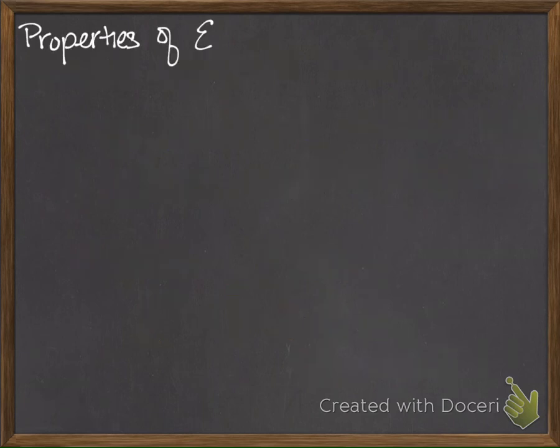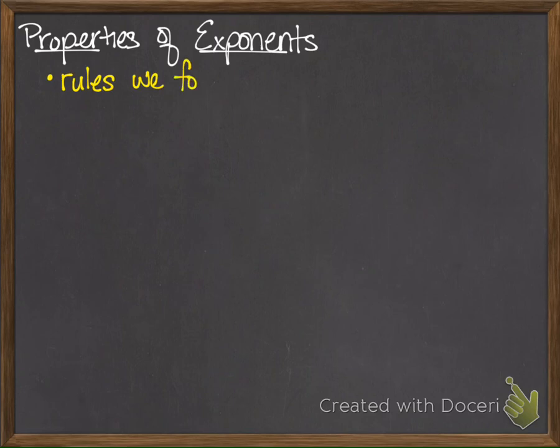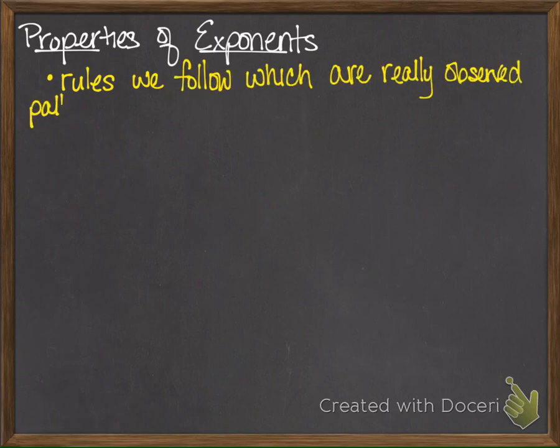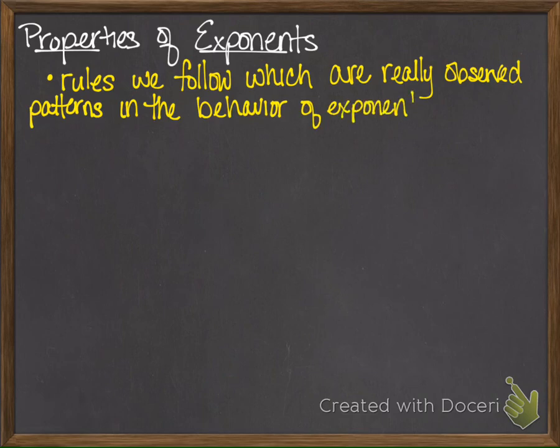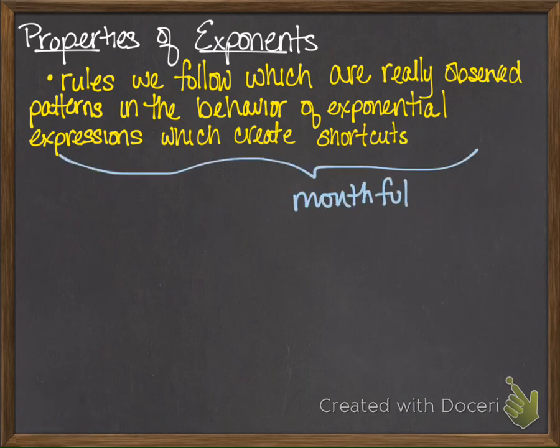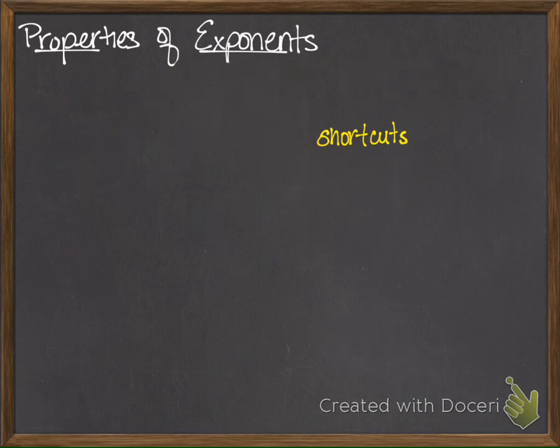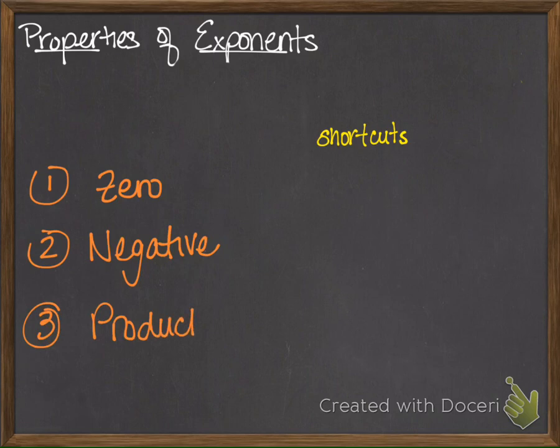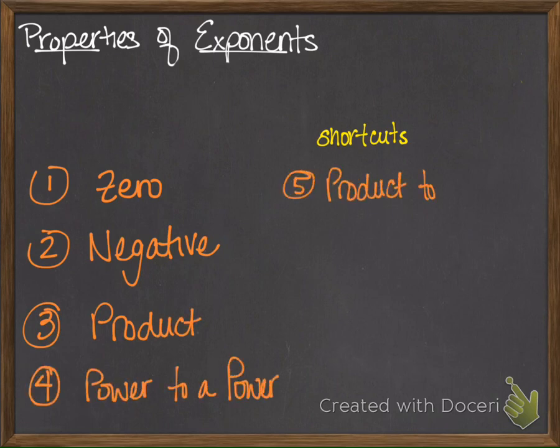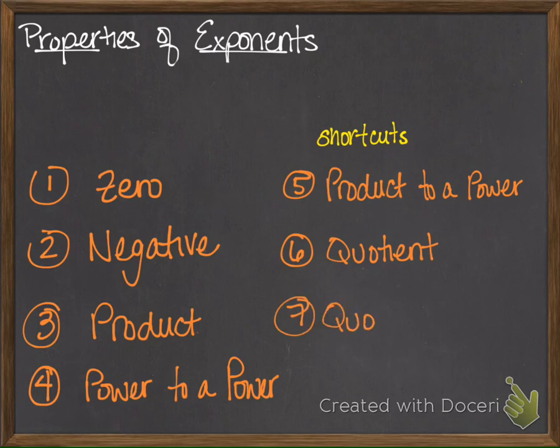We need to worry about the actual properties of exponents, which, big long explanation for what it is, are rules we follow which are really observed patterns in the behavior of exponential expressions, which create shortcuts, so to speak. Kind of a mouthful, right? So let's simplify this a little bit. They're shortcuts. Bottom line, that's the way it works. Now, there's a bunch of different scenarios where these shortcuts apply. We've got zeros, negative exponents, products, power to a power, product to a power, quotient, and quotient to a power. In what follows, we'll go through each one of these in a little more detail so that we remember what was actually happening.